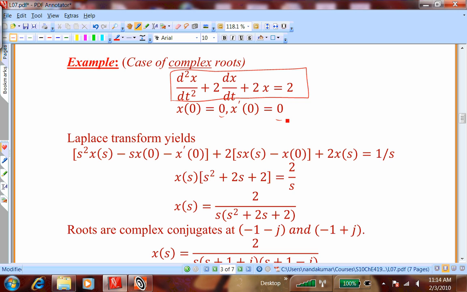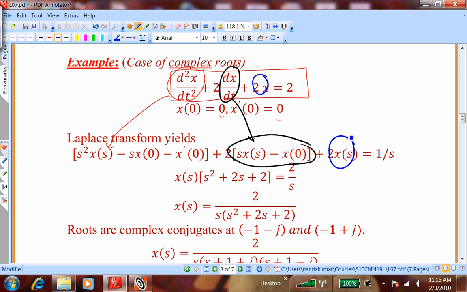The procedure is exactly the same, but you will get into a problem when you're trying to solve for the roots. So the first step is take the second derivative and replace it in the Laplace domain. Then take the first derivative and replace it with its Laplace transform. And take the third term and replace it by its Laplace transform. And on the right hand side, I have an error. What is the error? It's a typo. It should be 2 over s. Thank you. I just noticed it now.